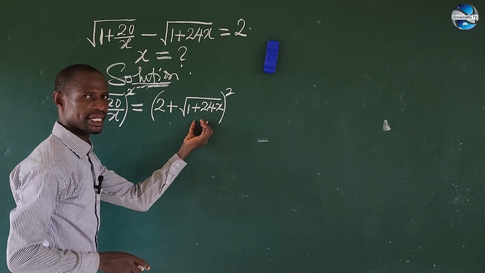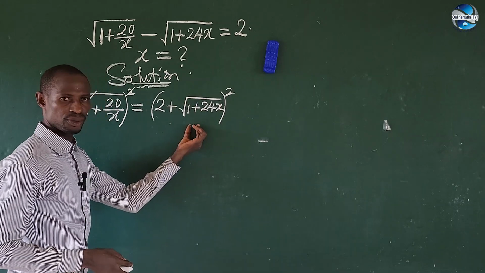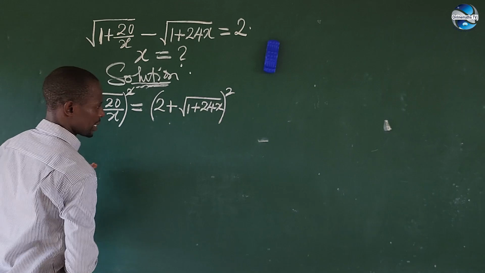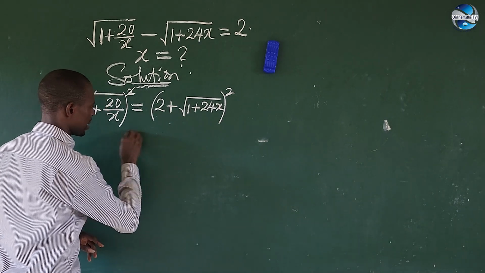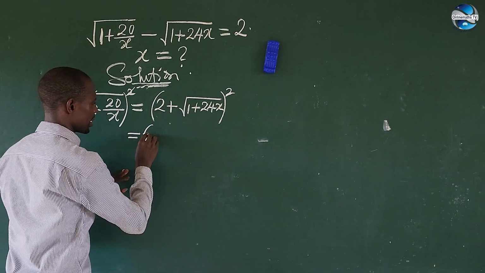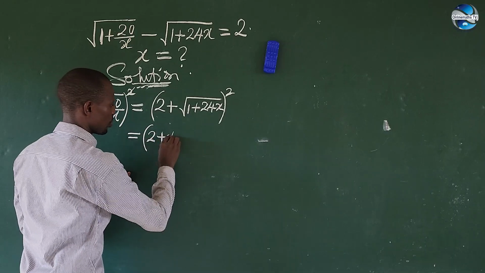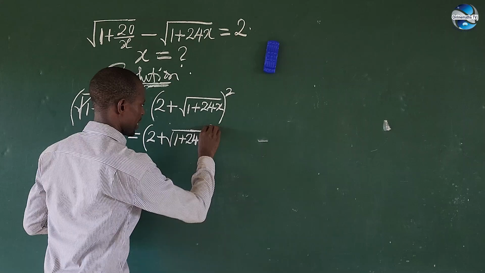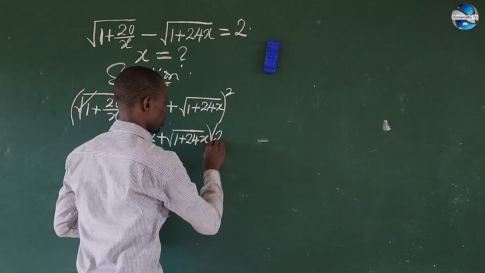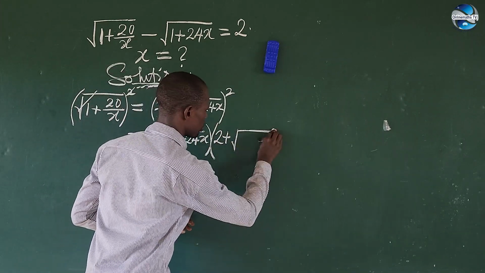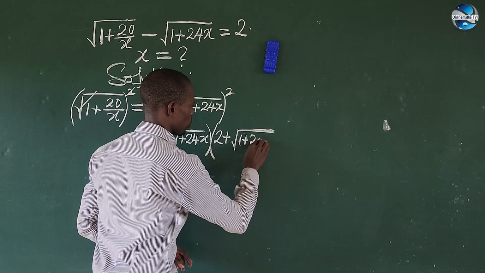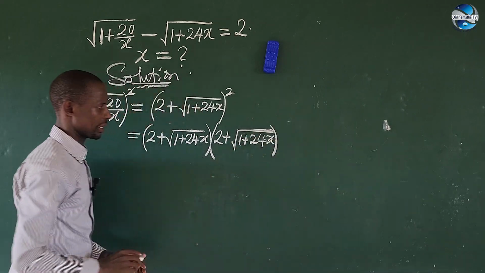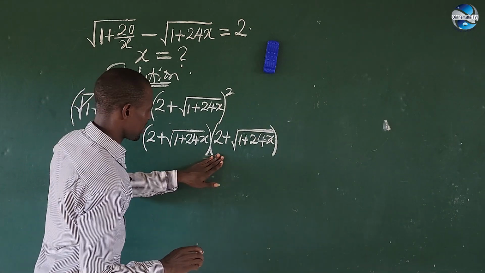We want to open this. I could have gone ahead to just bring the result, but I'm going to simplify this step by step. So let's keep the right-hand side, rather the left-hand side of the equation, equal to the bracket of 2 plus the square root of 1 plus 24x, all squared. Then let's close our bracket and open this systematically.